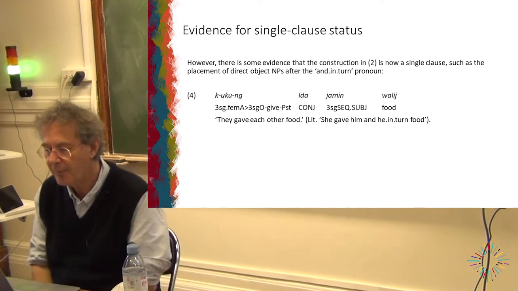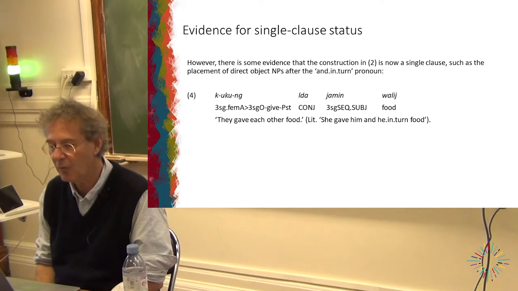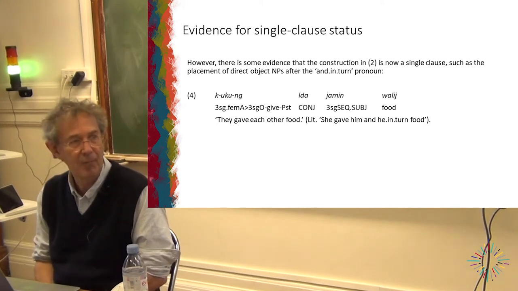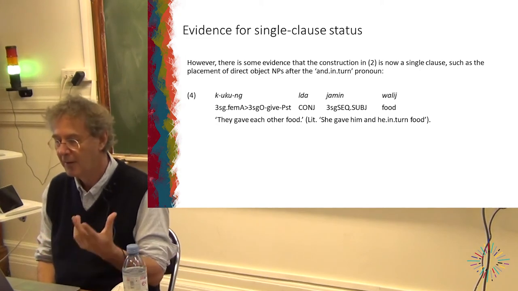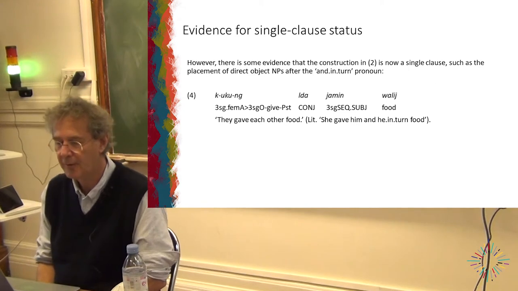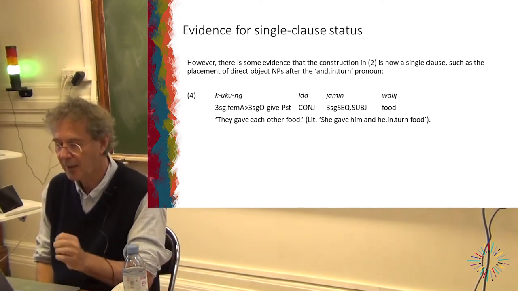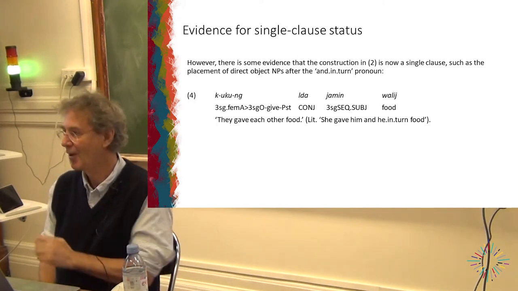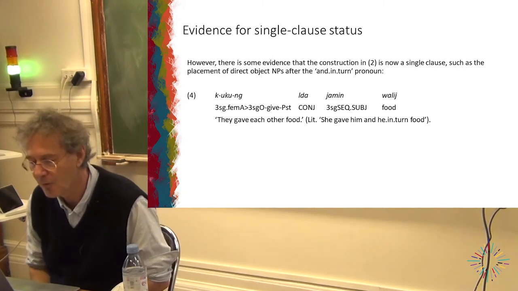But part of the evidence for its single clause status in modern Iwaja is that if you have a ditransitive clause, like to give each other, you put the la jamin part before the actual object. So I can say gugong la jamin walik, right? So she gave him and he in turn food. So in terms of the order and prosodic integration and everything, that's a single clause.